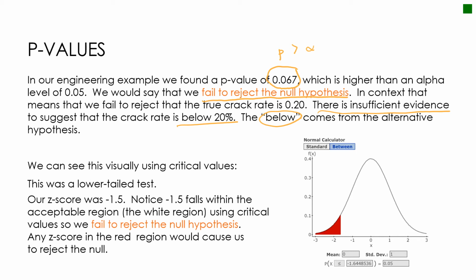Again, I can show you this also using a critical value. This was a lower tailed test, lower because we were dealing with less than or equal to. Our z-score was -1.5, which is about right here, maybe a little bit to the left. And notice -1.5 falls within the acceptable region. So all of this is okay region. And how did I test that? Well, I was looking at a 0.05 alpha level, all to the left. So I can see that anything in the red would cause us to reject the null, and I'm okay because I'm within this value. How do I know for sure I'm within that value? Because it tells me that this value is -1.645, and I'm to the right of it.